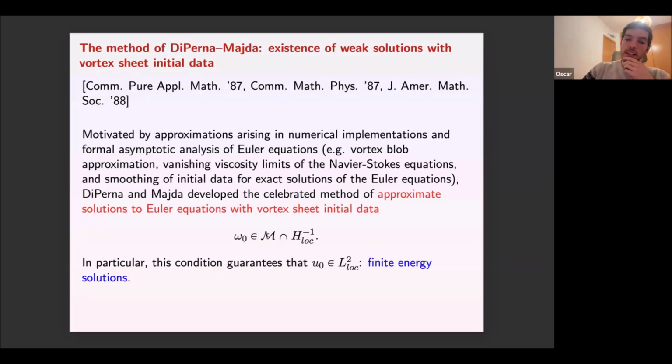So initial vorticities are measures in H^-1, and this setting is of special interest in applications because, for instance, imagine that the initial data is supported on a curve. So this is the natural framework to work in this physical problem.